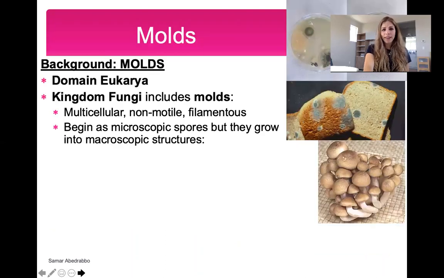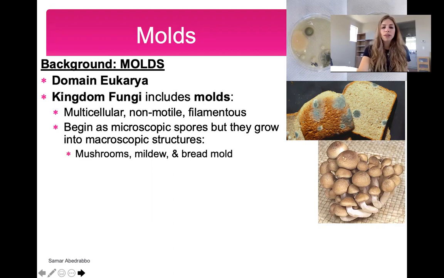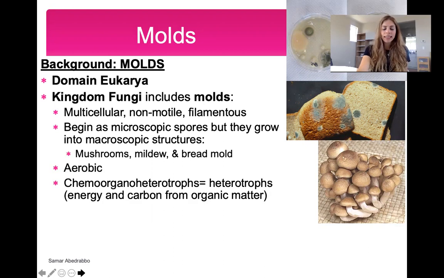Molds are eukaryotic organisms. They're part of the domain Eukarya, and they're part of the kingdom Fungi. They are multicellular, unlike bacteria that are unicellular. They cannot move, they're non-motile, and they're filamentous. All molds begin as microscopic spores, but then they eventually grow and become macroscopic. That's when you can see it on an agar plate, on bread, mushrooms, for example, mildew.